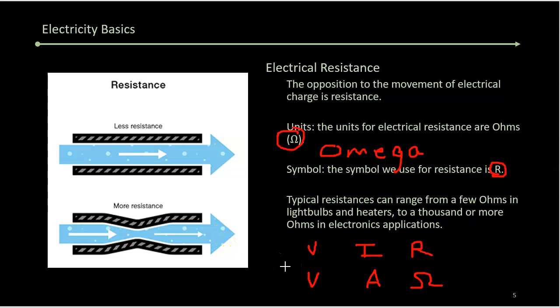Okay, so we've covered the three basic quantities involved in electric circuits: voltage, current, resistance, with the units volts, amps, and ohms. All right, on to the next bit.